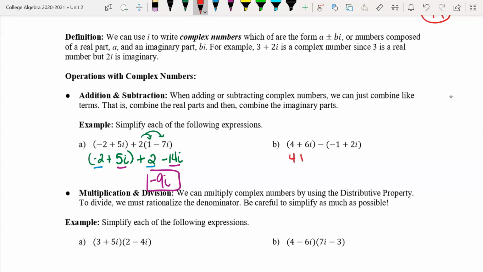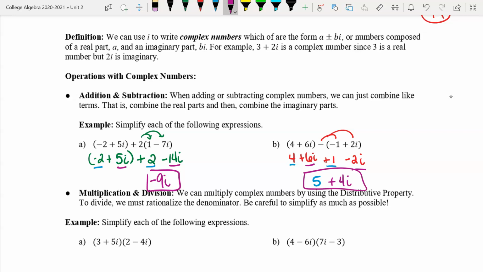So this one I'm going to rewrite because this negative goes to both of those, so it turns into plus 1 minus 2i. And again, all I can combine is the real numbers, so that becomes 5. And the imaginary numbers, so that becomes plus 4i.